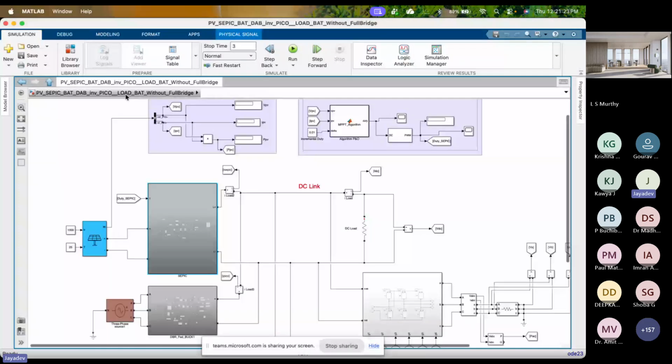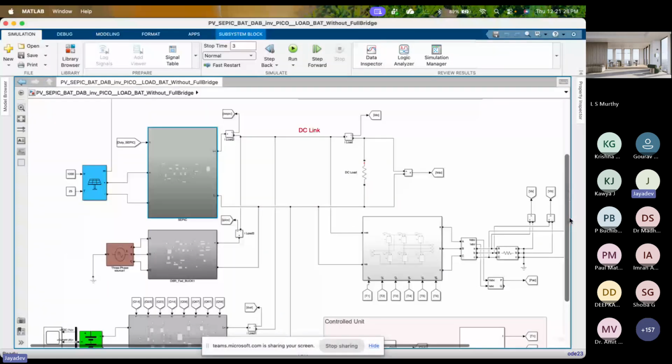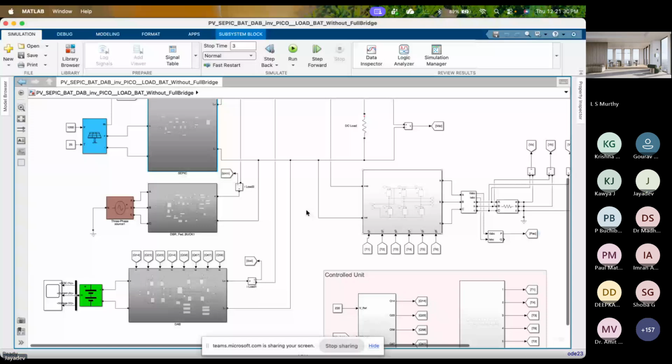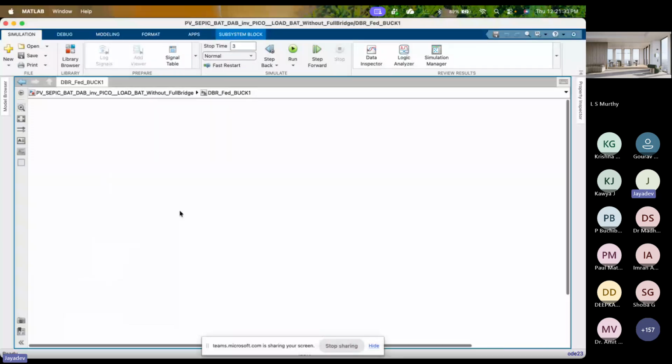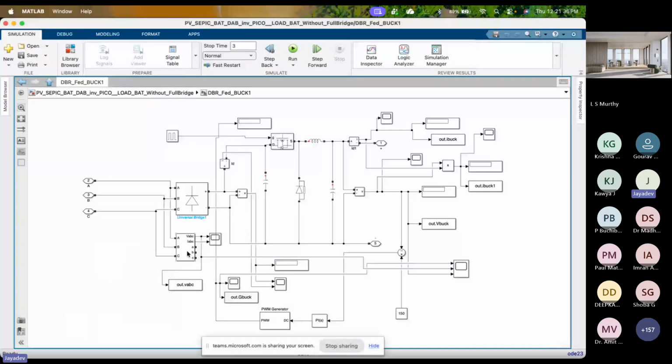And this is connected to the DC link voltage. Similarly, we have taken the third source as the pico hydro. It is connected to the rectifier module. From the rectifier module, we have connected the buck converter. From the buck converter, the output is connected to the DC link.